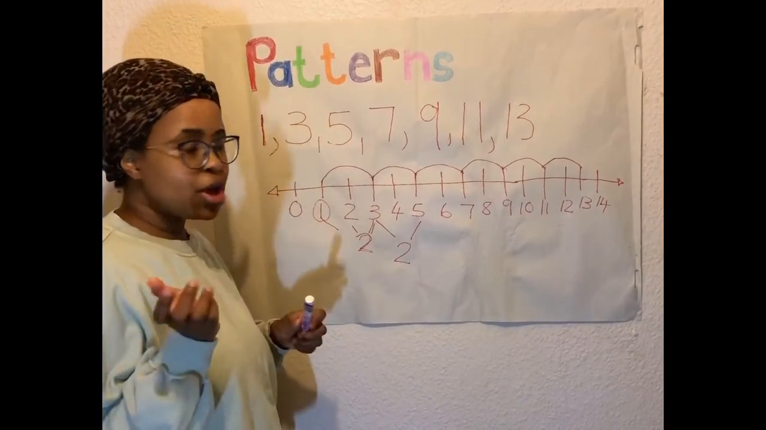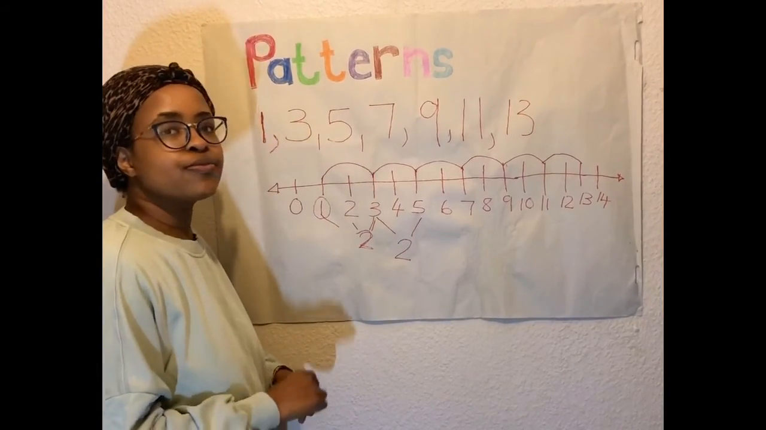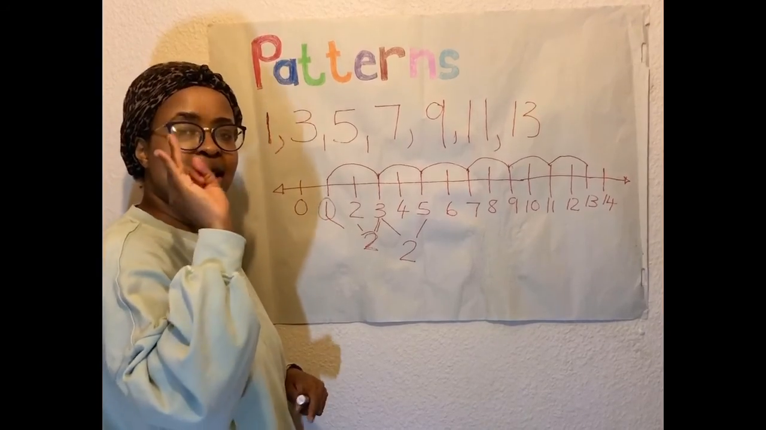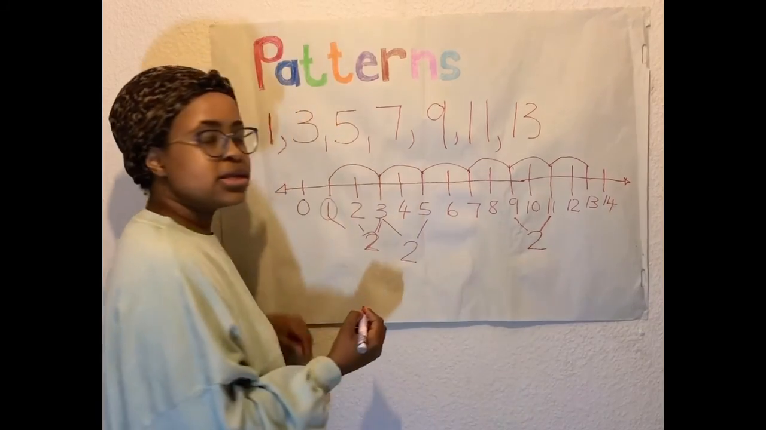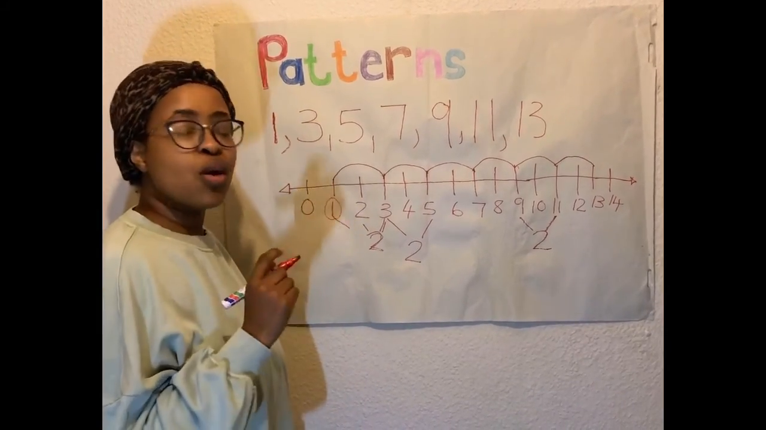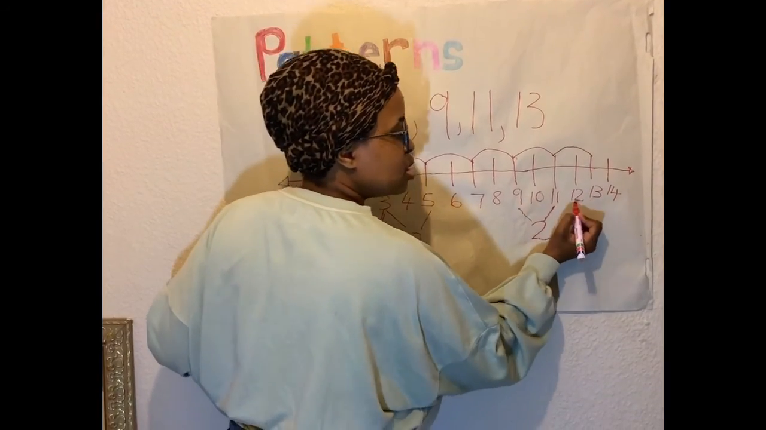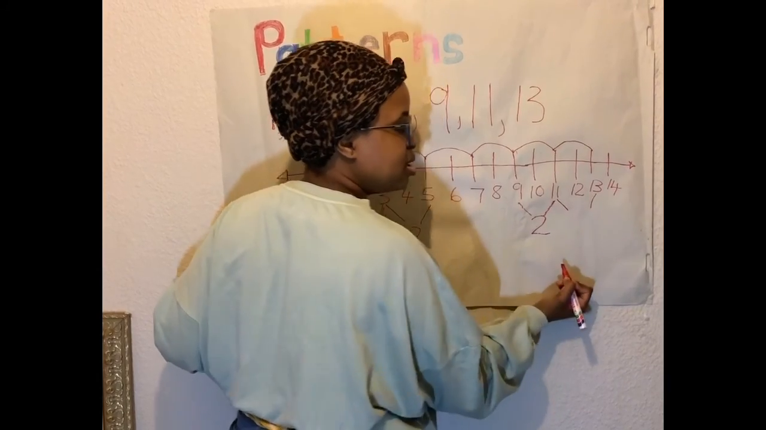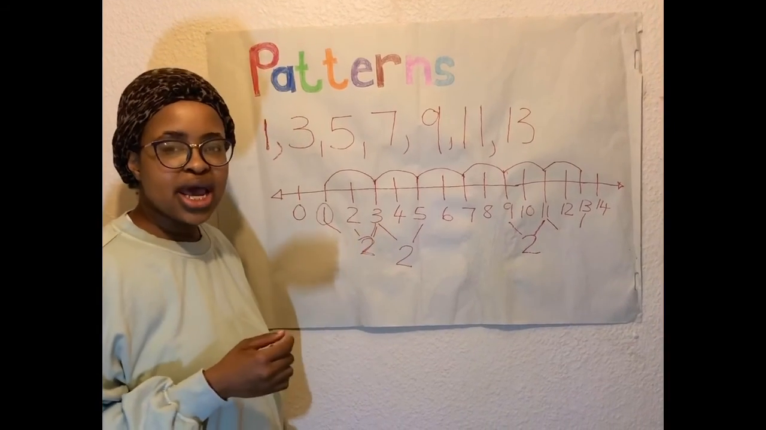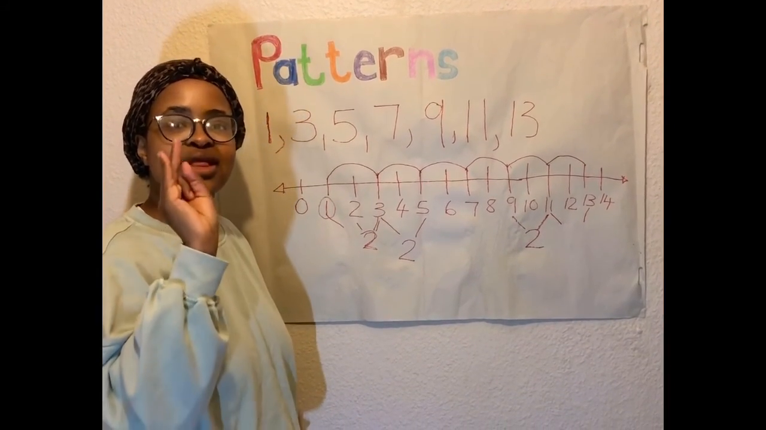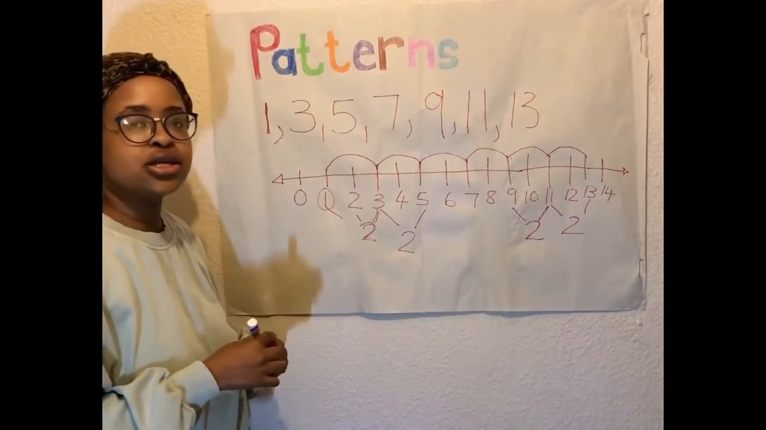So let's try somewhere else. Between 9 and 11. I'm going to say 9 out loud. 9, 10, 11. So you see, for all our numbers, the rule is 2. So our rule for this pattern is 2, which means that even for 11 and 13, you'll get 2. It should be 2 because that's the rule. So let's try it. 11, 12, 13. So you see, our rule for this pattern is 2.